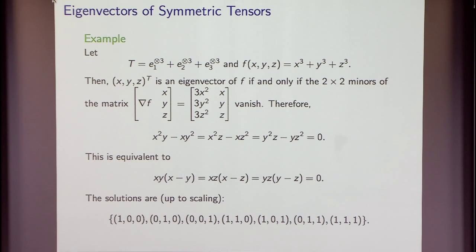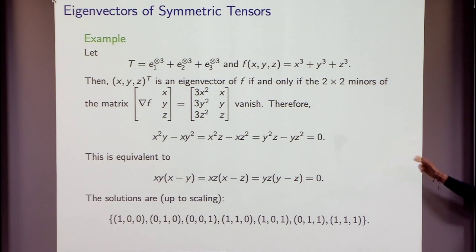Here is our example. Let T be e1 to the 3 plus e2 to the 3 plus e3 to the 3, and the corresponding polynomial x cubed plus y cubed plus z cubed. Then (x, y, z) is an eigenvector of T if and only if the 2 by 2 minors of this matrix vanish. So what is this matrix? We have x squared, y squared, z squared, and x, y, z. We can remove the factor of 3. So we have these 3 equations that tell us when (x, y, z) is an eigenvector.